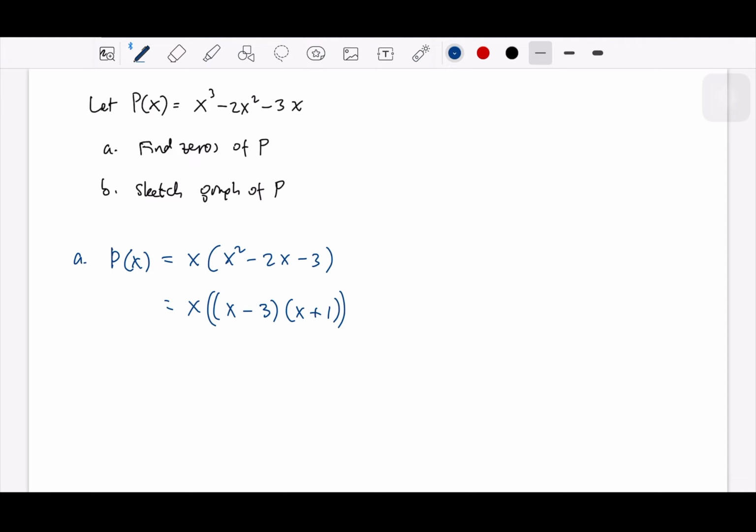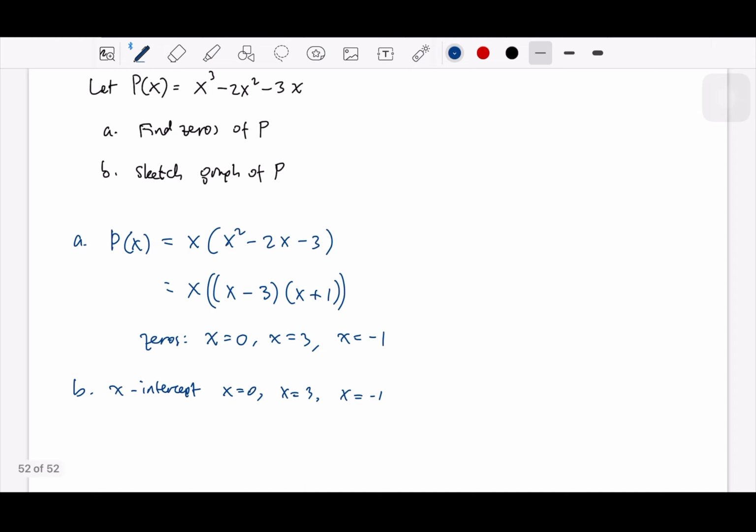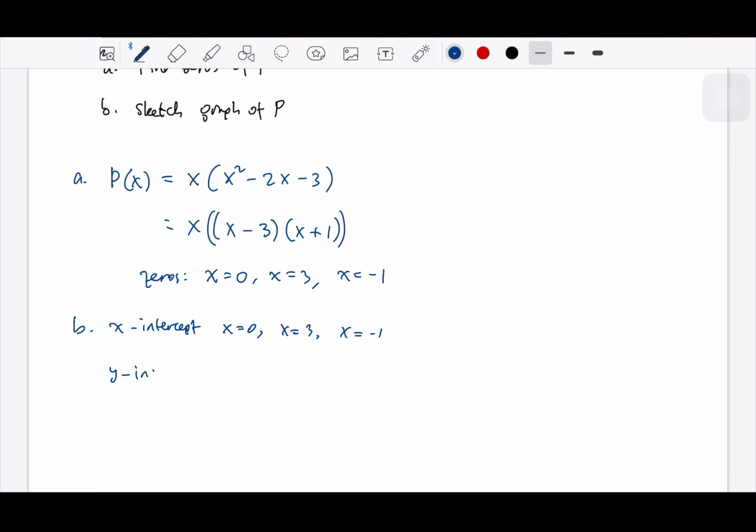So we could simply conclude that the zeros are x equals 0, x equals 3, and x equals -1. So we could say the x-intercepts are x equals 0, x equals 3, and x equals -1. And the y-intercept is p of 0, and this will be 0. Okay.